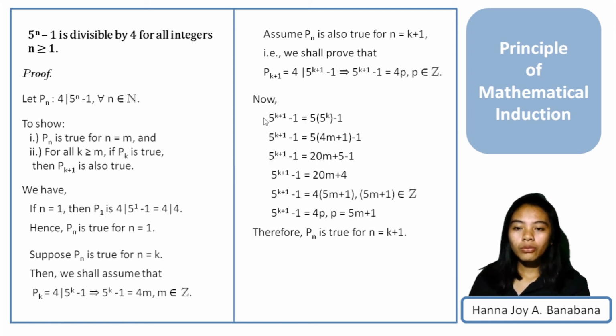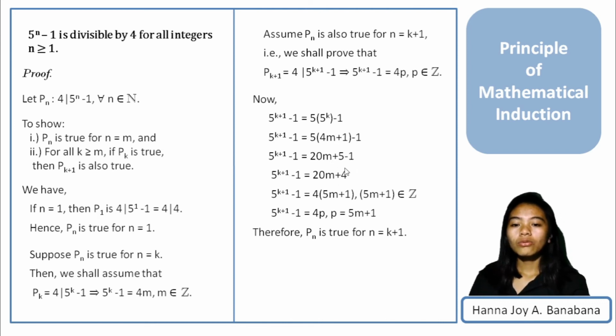Now, we will have 5 raised to k plus 1 minus 1 be equal to 5 times 5 raised to k, minus 1. It is the other way of writing this one. So, we can substitute 5 raised to k by 4m plus 1, because this equation can be rewritten as 5 raised to k equal to 4m plus 1. So we need to distribute. That will become 20m plus 5, then copy negative 1.